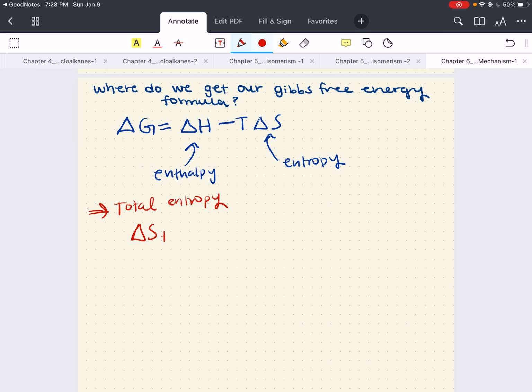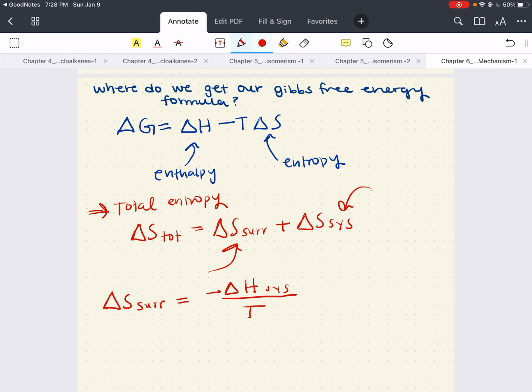So total entropy is an addition of the entropy of your surroundings plus the entropy of your system. Now, this is a term we can obtain. But what is the entropy of our surroundings? Well, there's actually a definition of this. The entropy of our surroundings under constant pressure and temperature is defined as the negative enthalpy of the system over temperature.